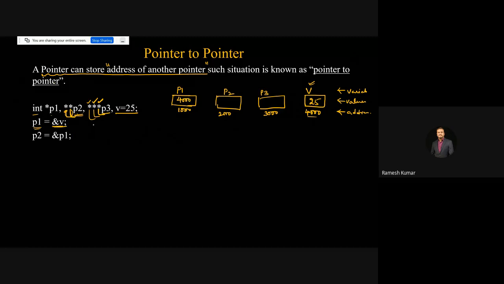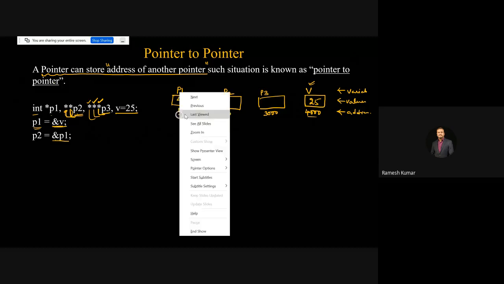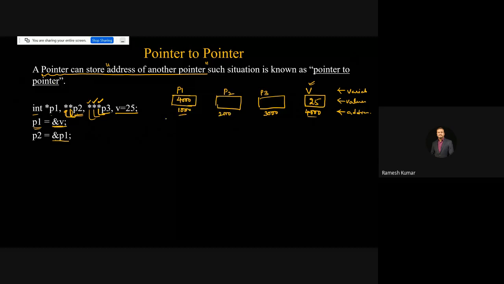Fine. Next, P2 equals ampersand P1. What is ampersand P1? The address of P1 is 1000. You are copying that address of P1, 1000, into P2. So P2 is stored with 1000. How to copy the address of P3? So actually it is P2, just a small correction. Address of P2 is 2000. This 2000 is copied into P3. So P3 is stored with the value 2000.